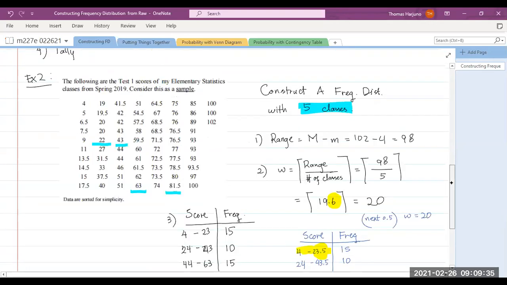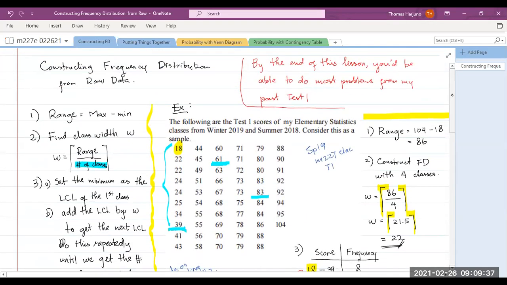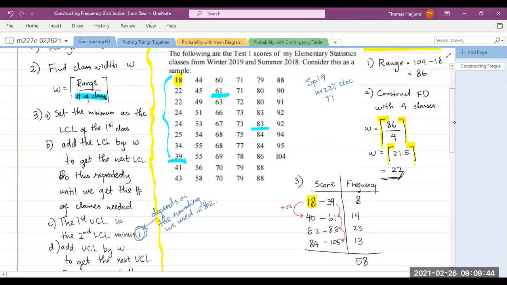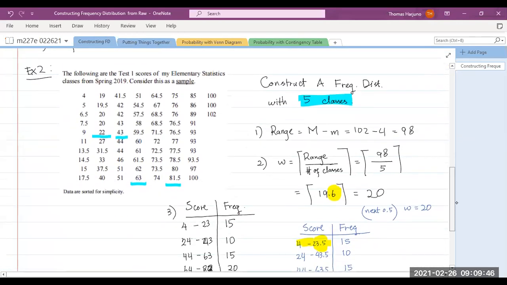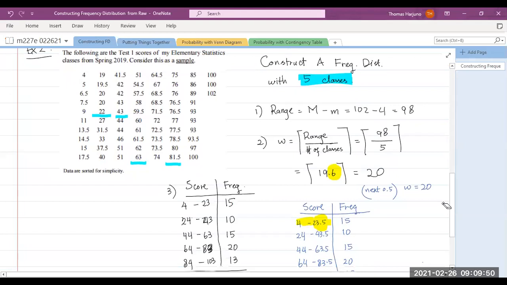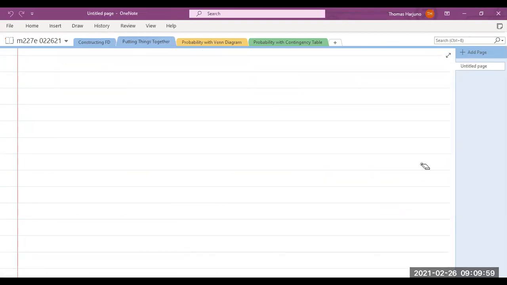So we have done two examples in constructing frequency distribution. One, I did it myself for you. And then the second one, I hope you did it yourself. That's pretty much the first part of the lesson today. Next, I will put things together.